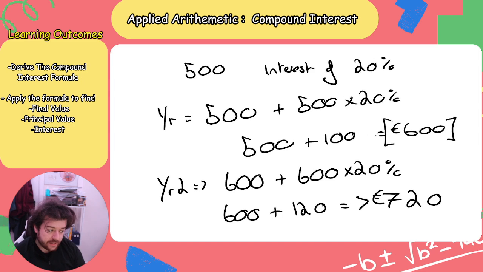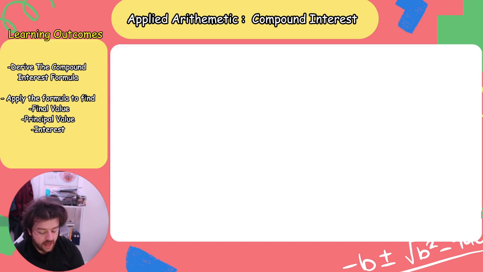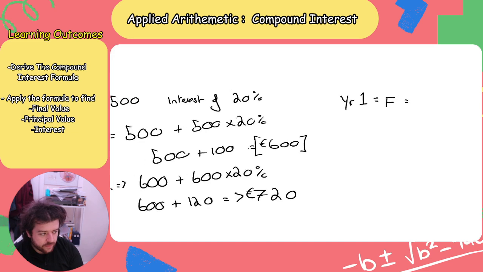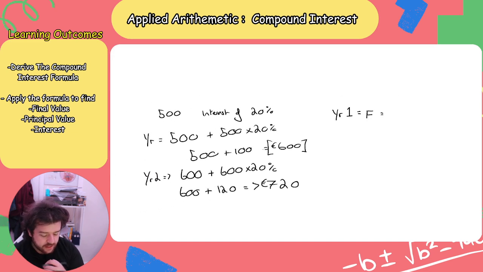So there is a special formula, so I'm going to show you how we derive it in a moment. So I'm going to say F is my final amount. So F is the amount I'm going to be left with at the end of a certain time period. So how do I find that? Well, let's just look at year one here. So year one here, what's happening here? The 500 plus the 500 times 20%. Well, I have my principal amount, and what's happening is I am increasing that by 20%.